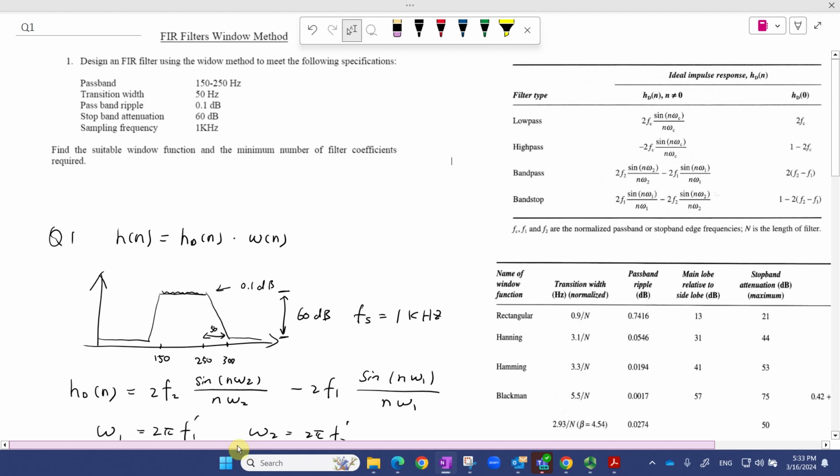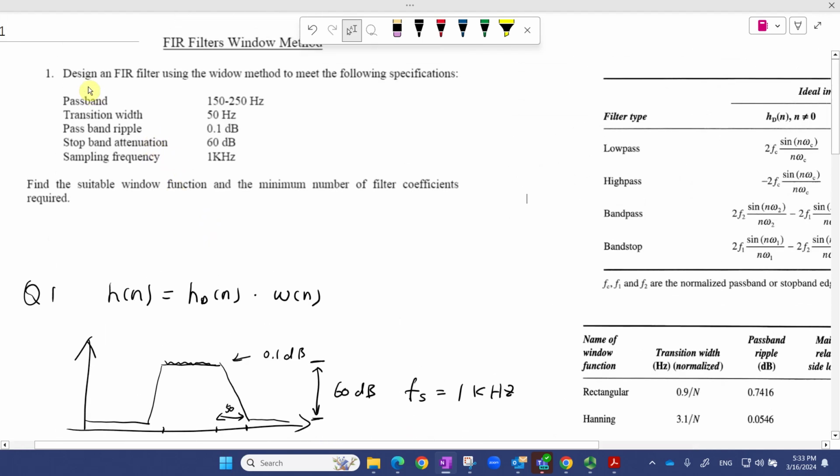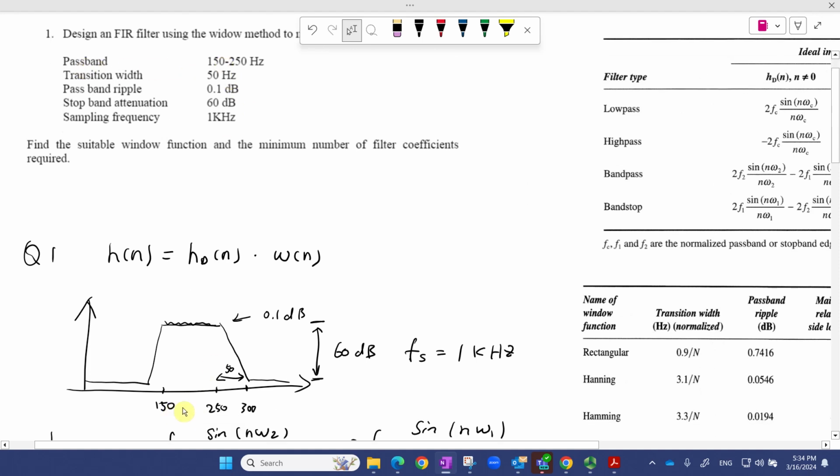Let's look at this one first. We want to design an FIR filter with the following specification. There's a pass band between 150 and 250, and the transition width is 50. So from 250 to 300 is a transition between the pass band and the stop band. Same thing here: from 100 to 150 is a transition width. The pass band ripple is this much, the stop band attenuation is 60 dB, and the sampling frequency is 1 kHz.